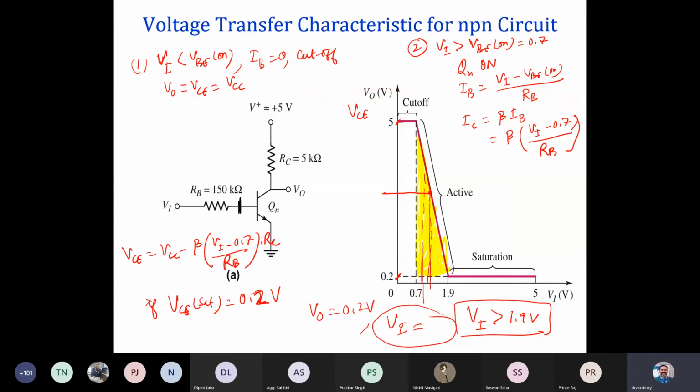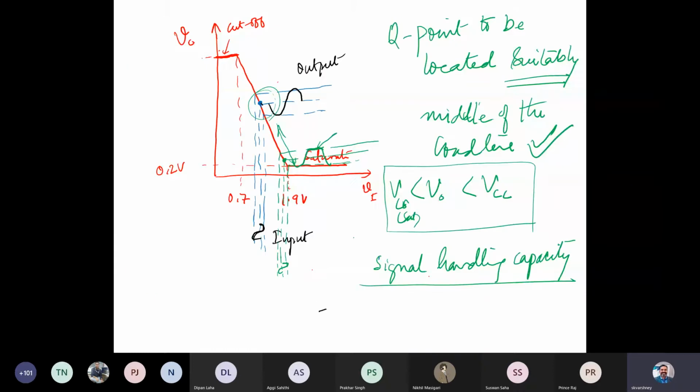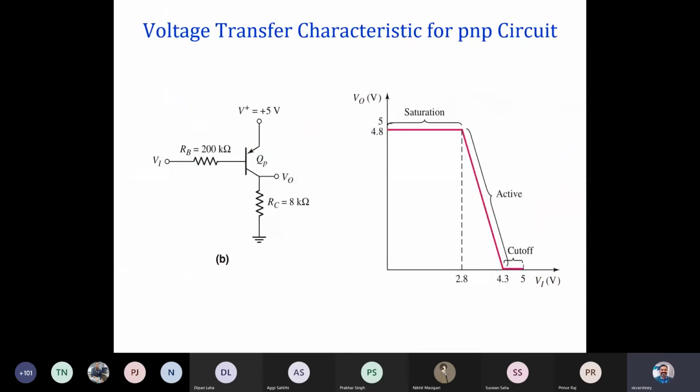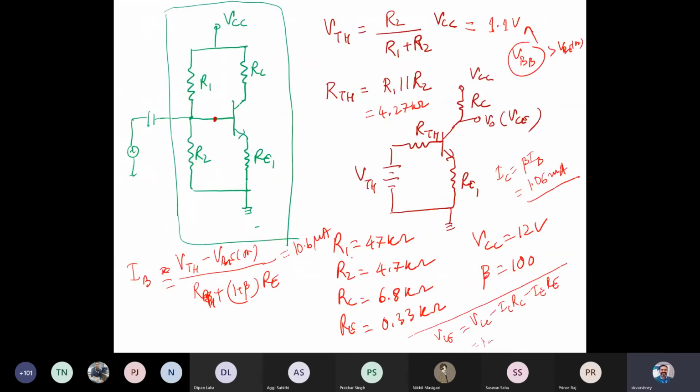So let's start from this example. We continue. Okay, it was in a blank page. Left it here.